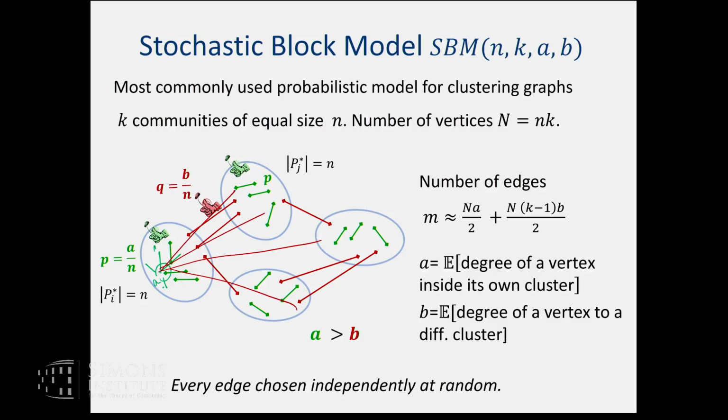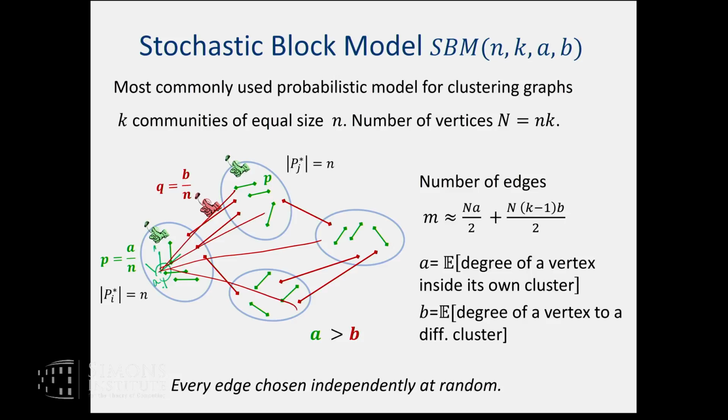And so a is the expected degree of a vertex inside its own cluster, and b is the expected degree of a vertex to a certain other cluster. Okay, so if you fix two clusters, b is the average degree from a vertex to a certain other cluster. Okay, so this is the setting. And here remember, every edge choice is made independently at random.